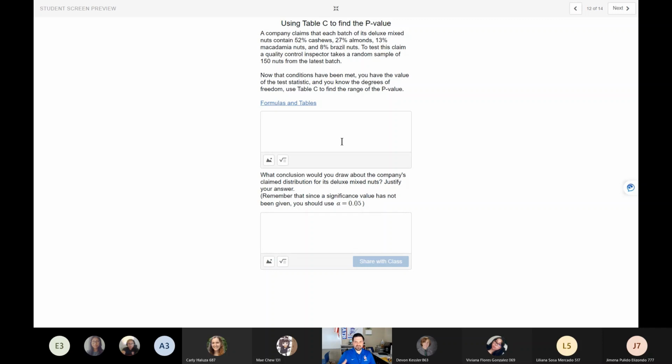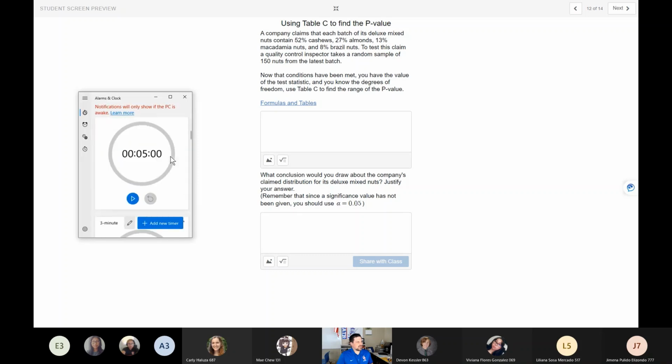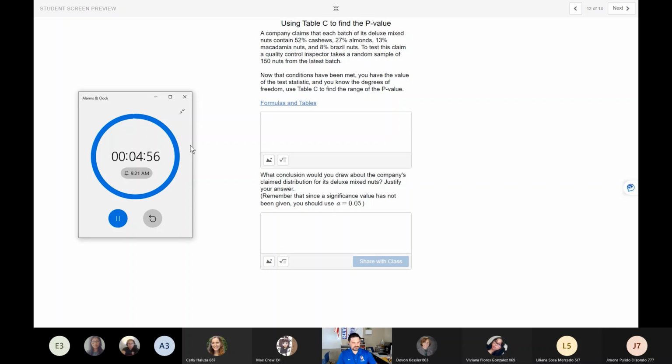Just like when we use table B to find a p-value, we're not going to land exactly on a value here, so we'll have an upper and lower bound for our p-value based on table C. Then based on that p-value, what conclusion would you draw about the company's claimed distribution for its deluxe mixed nuts? Justify your answer. Remember that since a significance level has not been given, you should use alpha equals 0.05. We're going to give y'all 5 minutes to work through this part, and then we shall discuss.